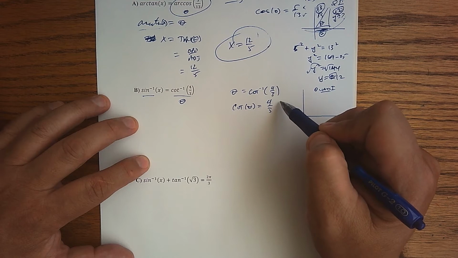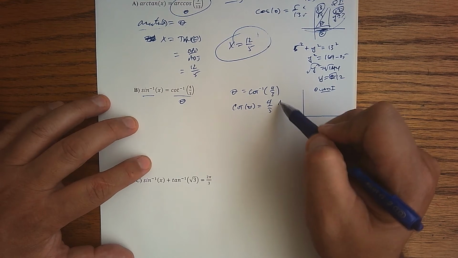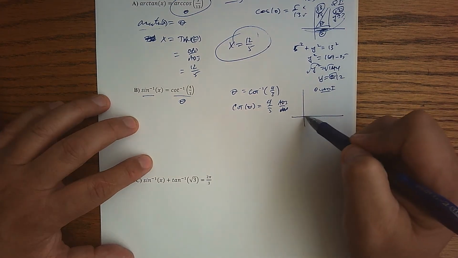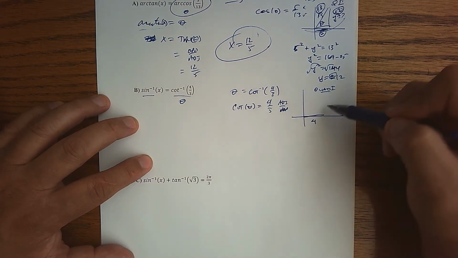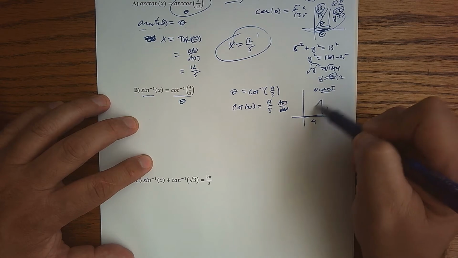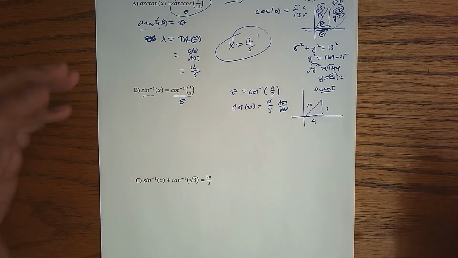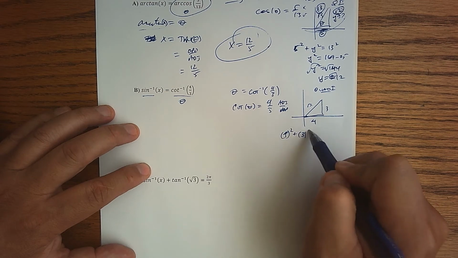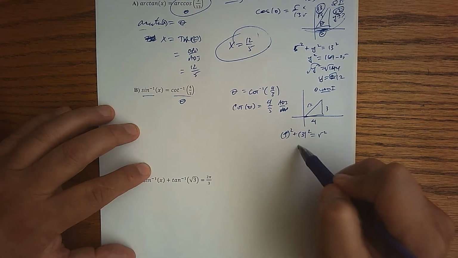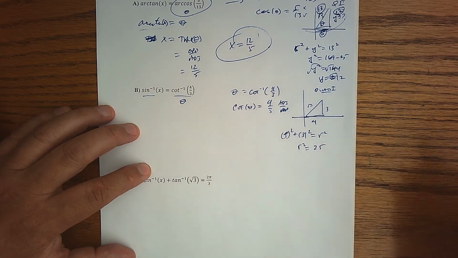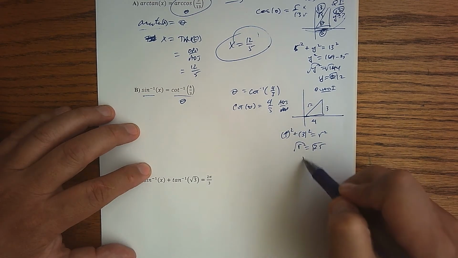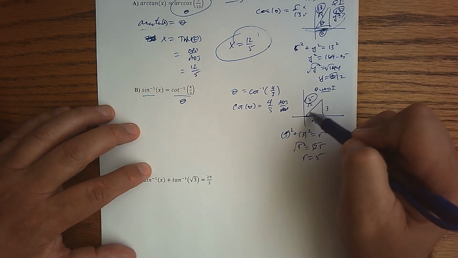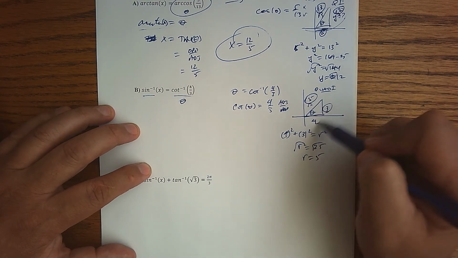Cotangent is defined to be the adjacent over the opposite. So this is basically saying that my adjacent side is 4, my opposite is 3, so we have to find r. Invoking the Pythagorean theorem, 4 squared plus 3 squared is r squared. In this case, r squared is 25. Taking a square root, r is 5. It's always positive. So this is 5. There's our angle theta. This is 3 and this is 4.